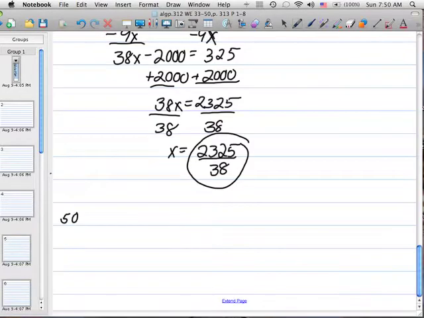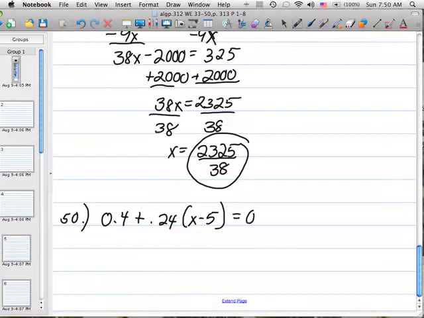The last problem in this section, number 50, we have 0.4 plus 0.24 times the quantity x minus 5 equals 0.08. So we're going to move everything over 2 places, since this is the most right here. So this comes out 40 plus 24. Nothing moves inside the parentheses because we haven't applied the distributive property yet. Equals 8.